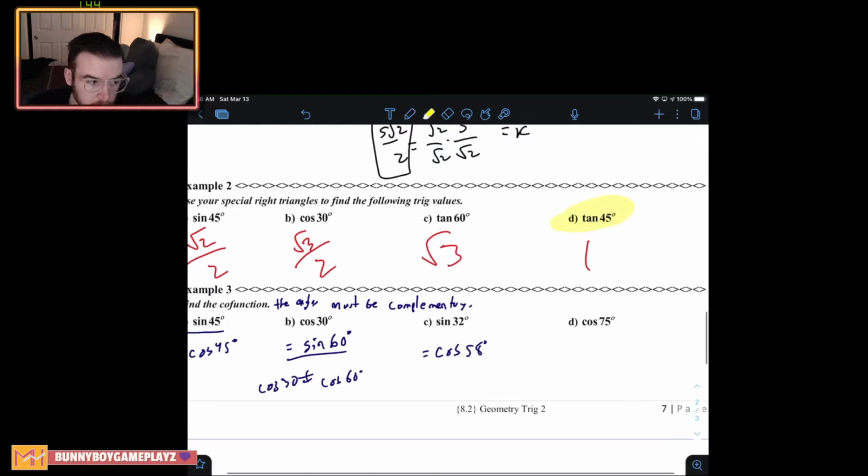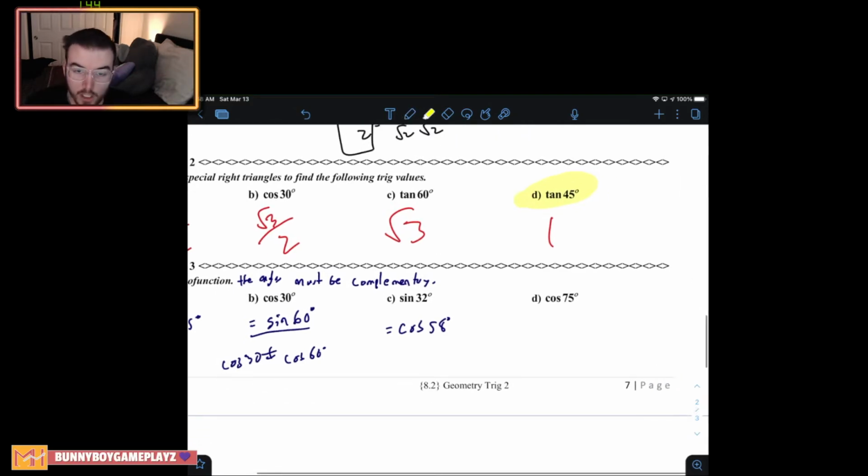So give me the last one, and we're done with the notes here. Cosine of 75 degrees is equal to sine of what angle? Sine of 15 degrees.